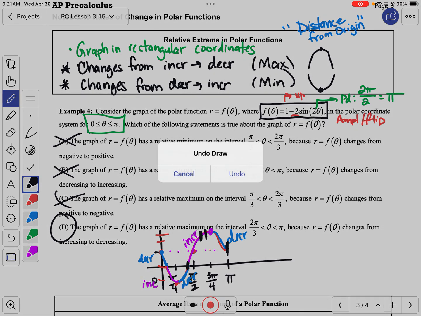Okay, so you're just going to have to look and think about the values. Look at that rectangular coordinate system.